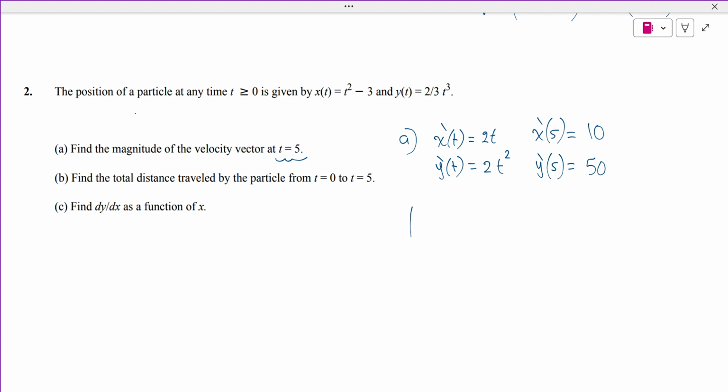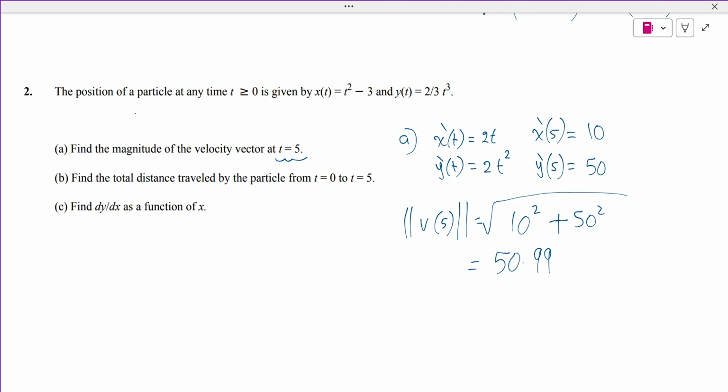Now the magnitude of the velocity at t equals 5 is given by the square root of 10 squared plus 50 squared, and that is equivalent to 50.99. This is the magnitude of the velocity at t equals 5. So there is 1 point for x prime of t, 1 point for y prime of t, 1 point for evaluating both, and 1 point is given for the answer, the magnitude.